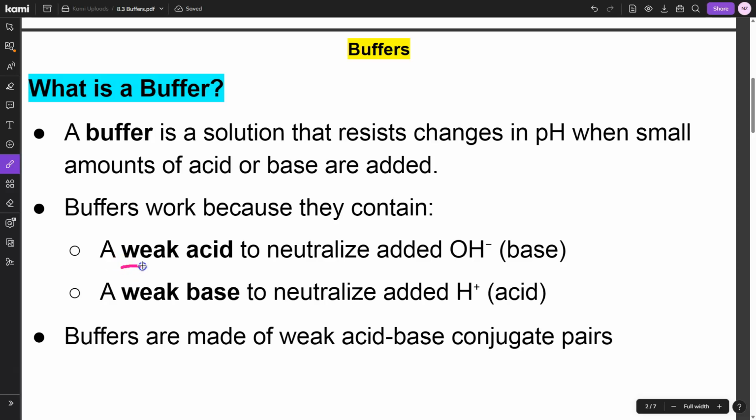So it's going to contain both a weak acid and its conjugate base. Those are there to neutralize whatever's being added. So we can add either an acid or a base, and we're going to have either the weak acid or its conjugate there to neutralize what's being added. So it contains a conjugate pair of a weak acid and its conjugate base.